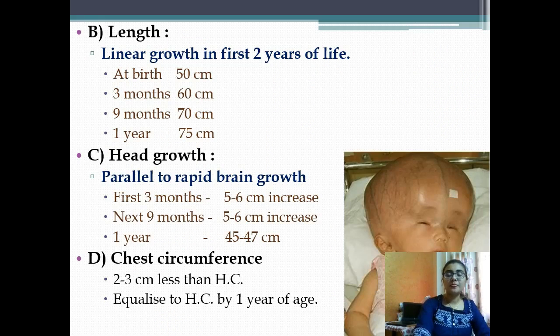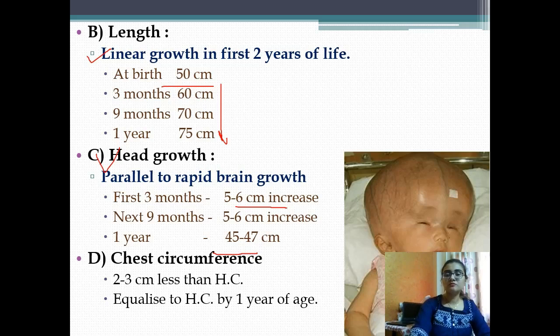Moving to length. Linear growth is present in the first 2 years of life, and after that for length. But in the case of the head, it is a parallel type of growth. At birth, length of the baby is around 50 centimeters, which grows with time, and in 1 year it comes to 75 centimeters. Head growth in the first 3 months is a 5 to 6 centimeter increase, and in the next 9 months it is again 5 to 6 centimeters. In 1 year it comes to 45 to 47 centimeters.